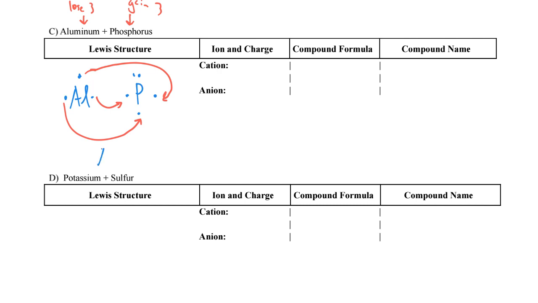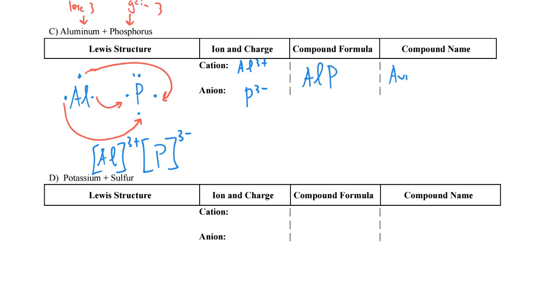And we end up with aluminum with a 3 plus charge and phosphorus with the 3 minus charge. So the cation was aluminum 3 plus, anion phosphorus 3 minus, AlP, aluminum phosphide. That's the compound name there.